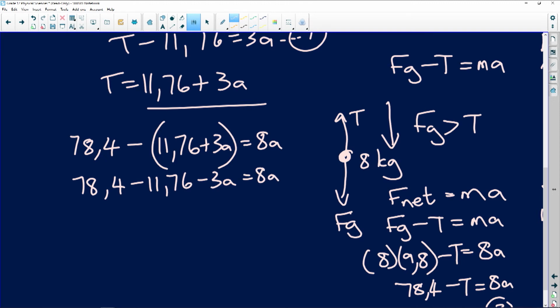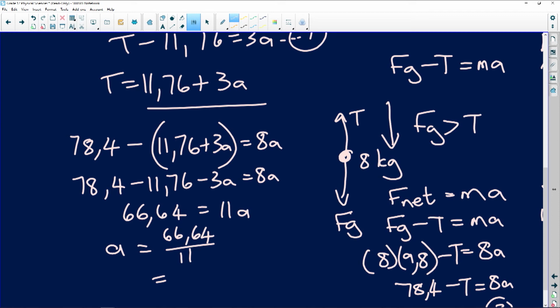So to simplify it, we're going to have 78,4 minus 11,76. You can do that on your calculator and you'll get 66,64. And let us take the minus 3a across the bracket, which is equal to 11a. Now it's easy to solve. So now we're going to find a is equal to 66,64 divided by 11. And that will be the acceleration of the system.